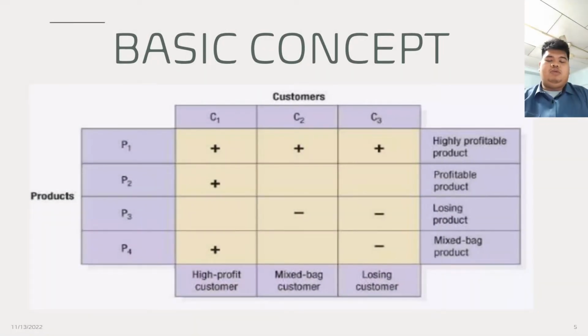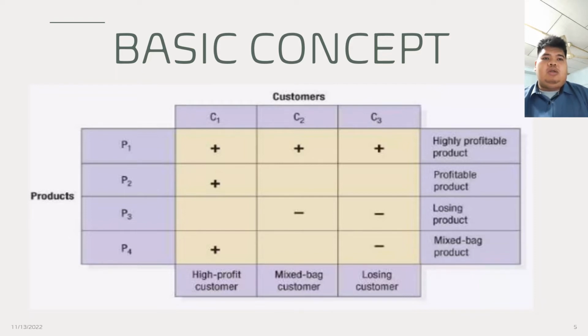Now I will present the main concept of customer profitability analysis. From the table, we can see customers are arrayed along the column and the products along the row. Each cell contains a symbol for the probability of selling that product to the customer. We can see customer 1 is very profitable. He buys 3 profitable products, which are P1, P2, and P4.